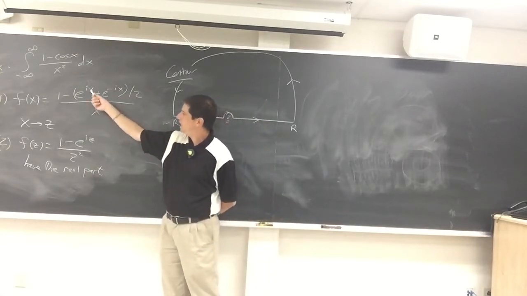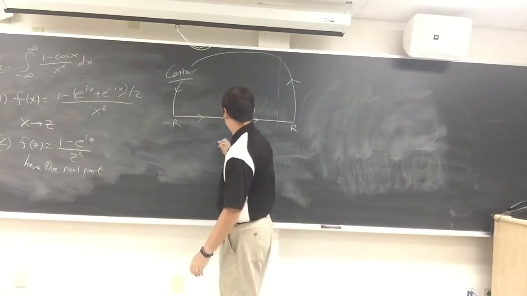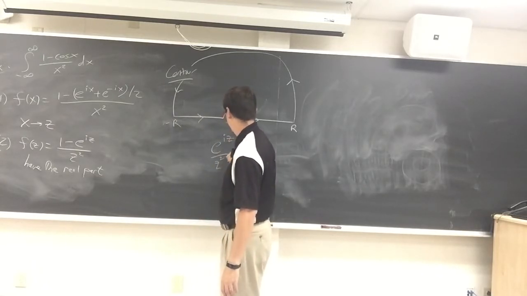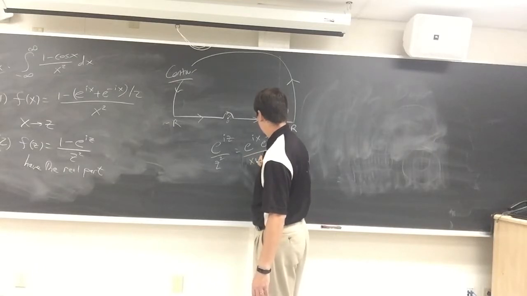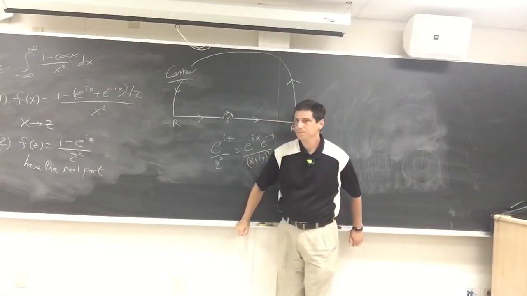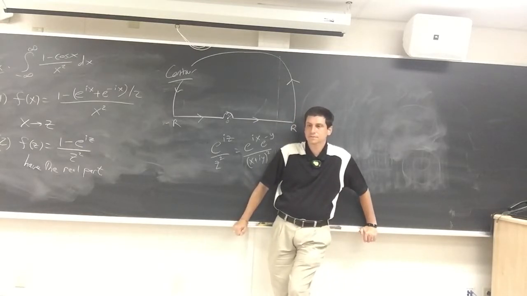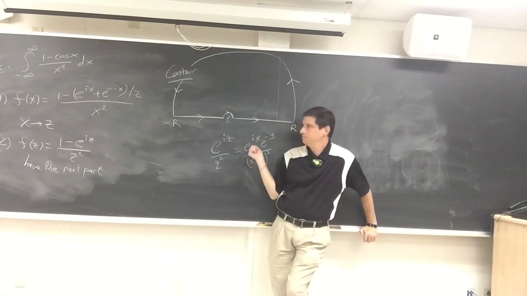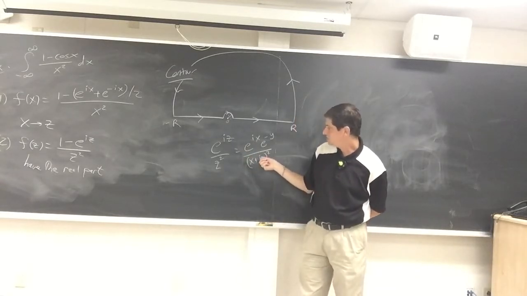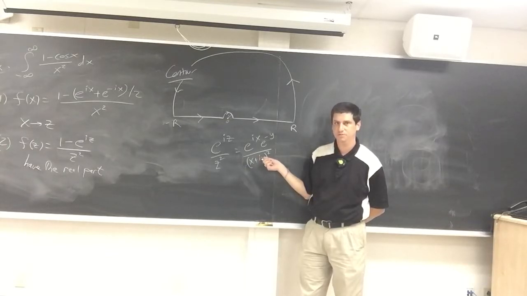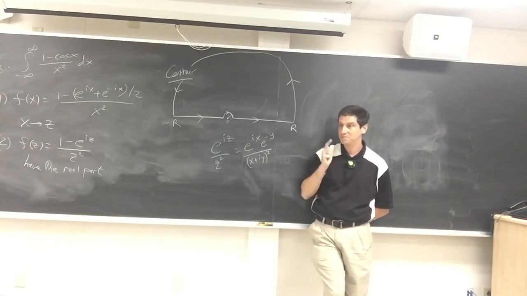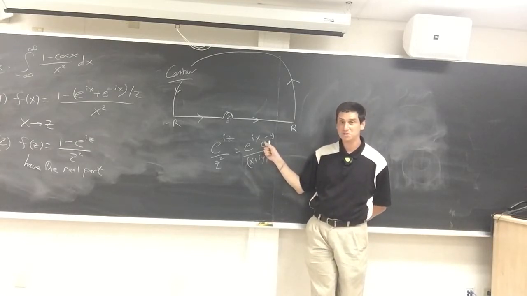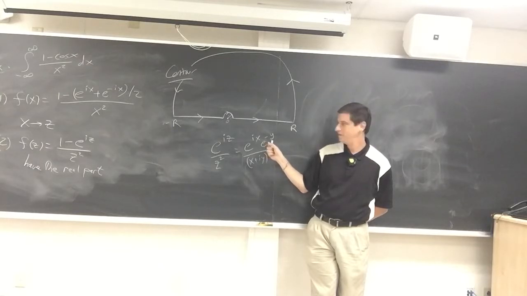What about integrating e to the ix over x squared? Now let's look at e to the iz over z squared. This is e to the ix e to the minus y over x plus iy squared. If I integrate this function, what am I going to get? Well, since I'm on the semicircle, x plus iy squared is going to be basically besides r squared in absolute value. How about how large e to the ix e to the minus y is? It has magnitude 1. What about the exponential decay? I like exponential decay. Exponential decay is wonderful. Do I have exponential decay everywhere?